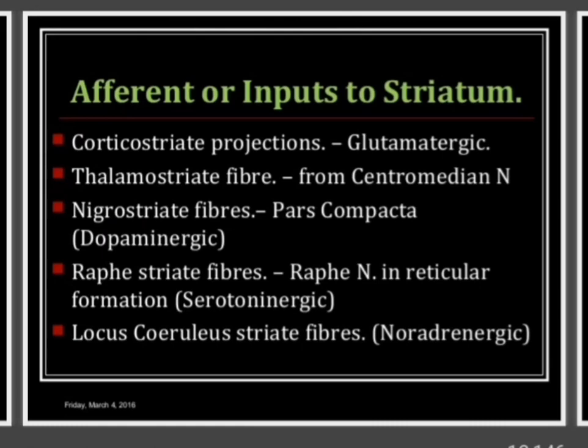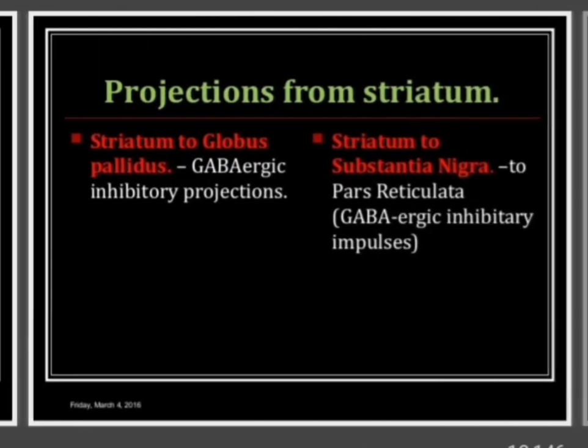Afferents or inputs to the striatum: corticostriate projections, glutamatergic; thalamostriate fibers from centromedian nuclei; nigrostriate fibers from pars compacta, these are dopaminergic, because dopamine is the neurotransmitter; raphe-striate fibers from raphe nuclei in the reticular formation, serotonergic; locus ceruleus striate fibers, noradrenergic fibers.